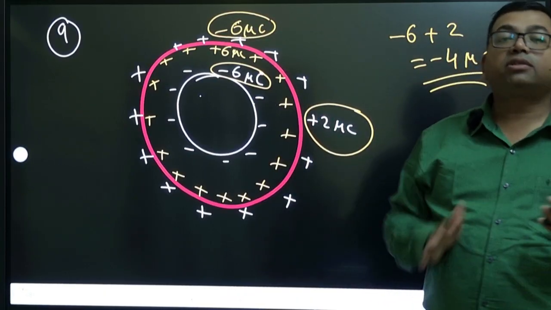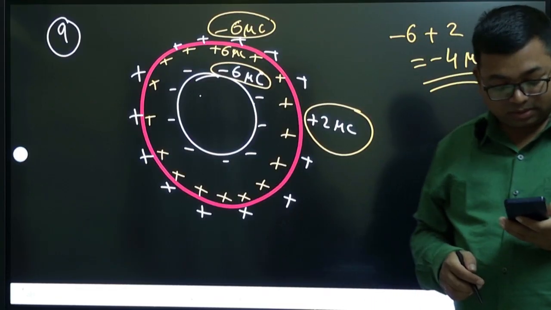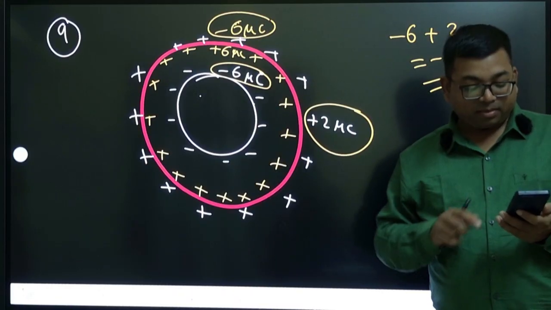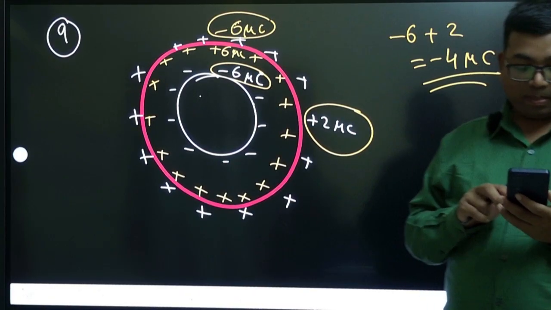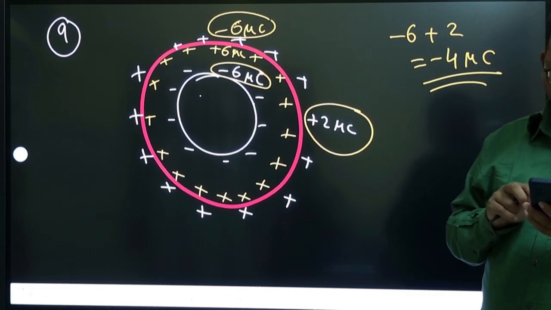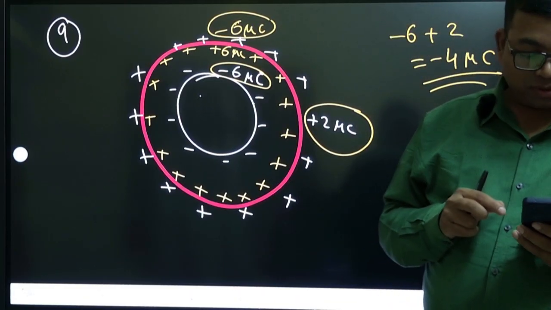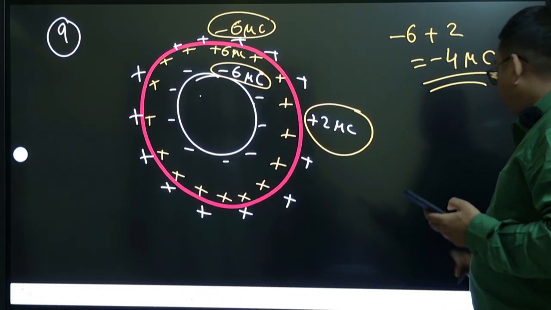This is a simple process of induction. So the correct answer is the first, -4 microcoulomb. Clear? Are you clear about this? Yes, Satres, are you clear? Okay, then the next, last question.